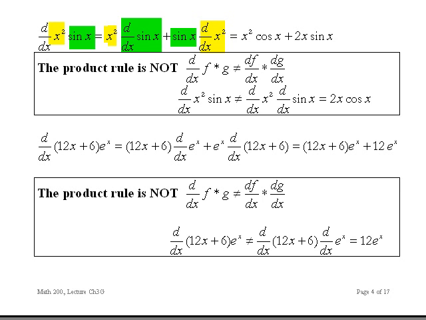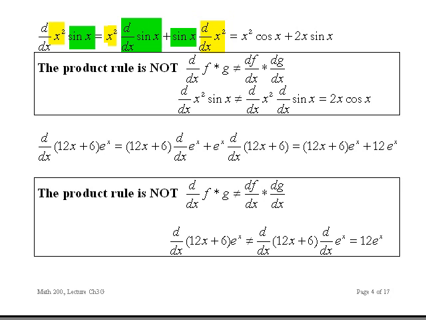Okay, so the derivative of sine x is cosine x. That's how I get the first term, x squared cosine x. For the second term, the derivative of x squared is 2x. So there's my result: x squared times the cosine of x plus 2x times the sine of x. Again, I hold the x squared constant, take the derivative of sine. Then I hold sine constant, take the derivative of x squared.